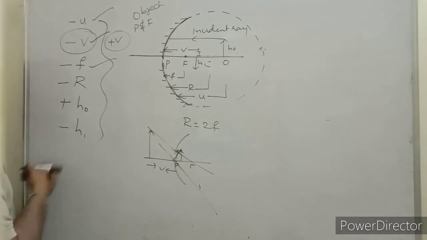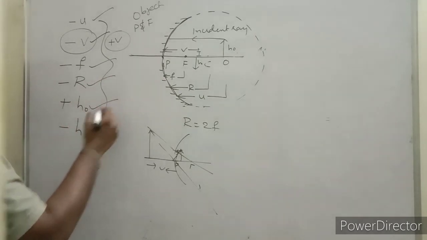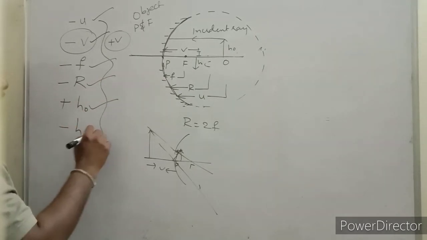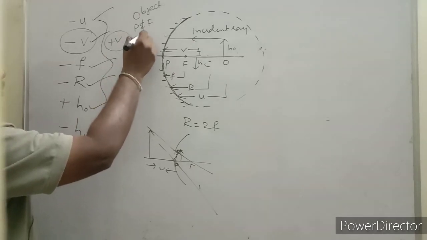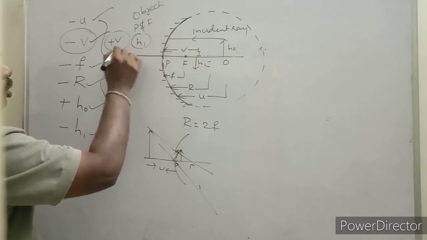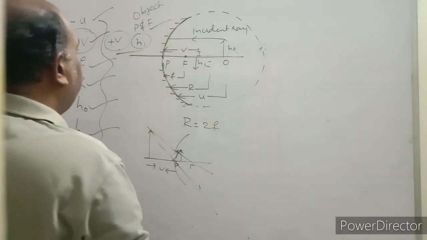Focal length is always negative. R is always negative. Height of the object is always positive. Height of the image is also always negative except this condition. Height of the image is positive only when the object is in between pole and focus.